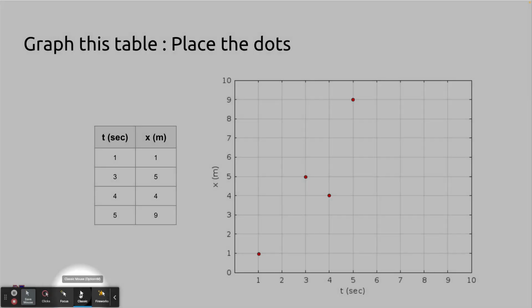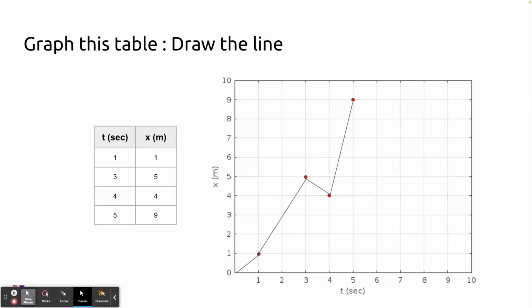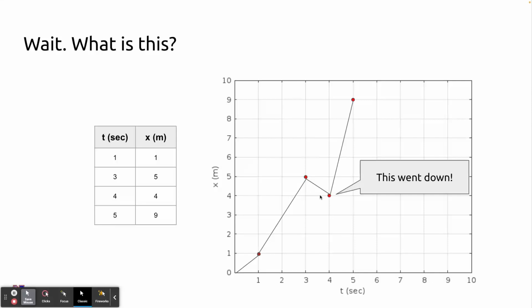And then once we put down all of those dots, we draw the line. And so this is our line. It goes up to here and then down here and up again. But check this out. It goes down. So what's going on here? How does this x line go down?